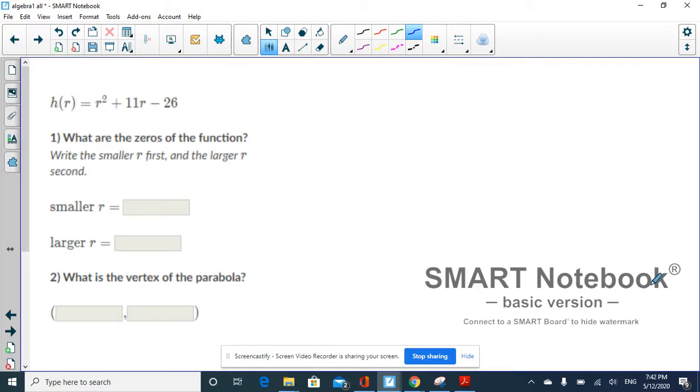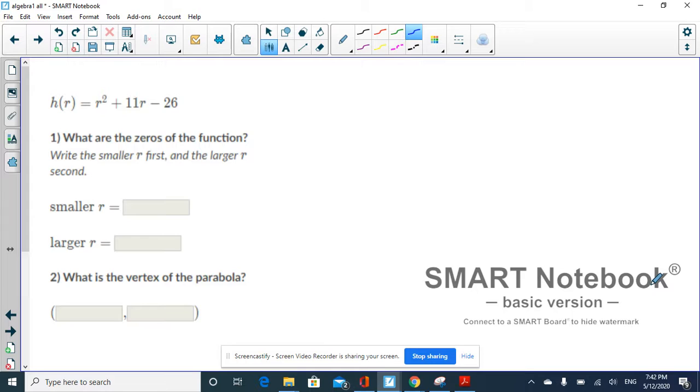continue talking about the quadratic function. As you see in this example, we have h of r equals r squared plus 11r minus 26. And when you see a square, r square, variable square, that means we have a quadratic function. The largest exponent is 2. And this quadratic function is in a standard form.